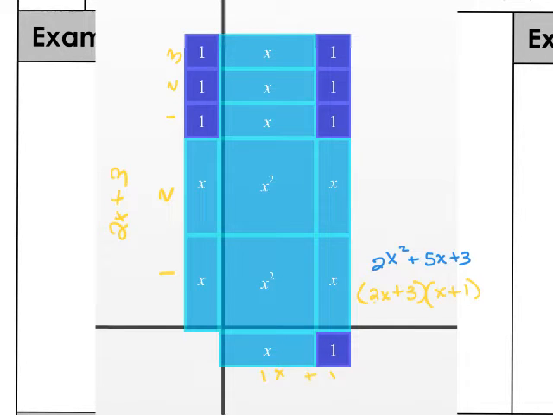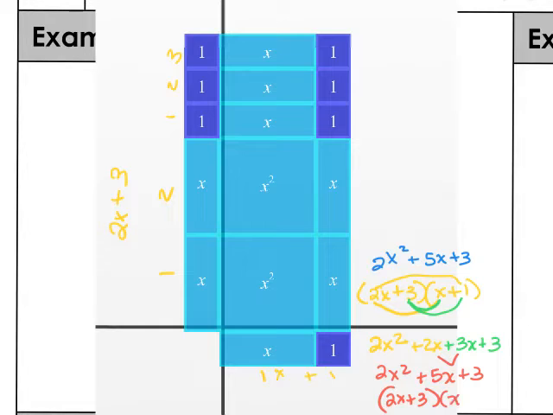So we have 2x times x, we get 2x squared. 2x distributed to the 1, plus 2x. Then we get the 3 distributed to the x, plus 3x. And the 3 distributed to the 1, and you get plus 3. Put it all together, you get 2x squared plus 5x plus 3. So the two binomials, the two factors that create this product, are 2x plus 3 and x plus 1.